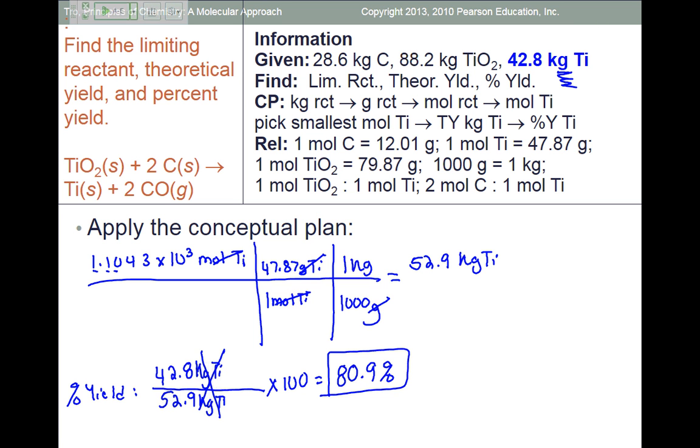So what we find is our yield is 80.9%. And you cannot figure out your percent yield if you don't know your theoretical yield. So you do have to go through this.